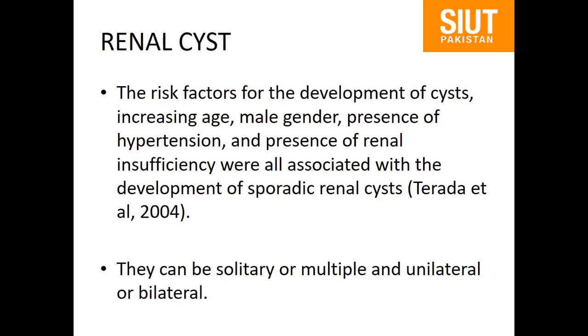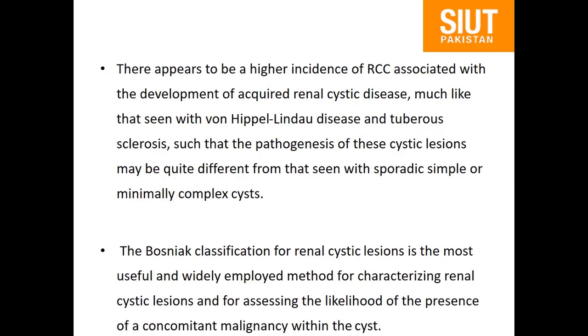So here the most important risk factor is increasing age, then male gender, presence of hypertension and presence of renal insufficiency. And they can be solitary, multiple, unilateral or bilateral. So there appears to be a higher incidence of RCC associated with the development of acquired renal cystic disease, much like that seen with VHL disease and tuberous sclerosis, such that the pathogenesis of these cystic lesions may be quite different from that seen with the sporadic or simple minimally complex cyst.